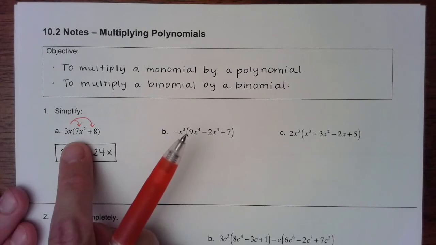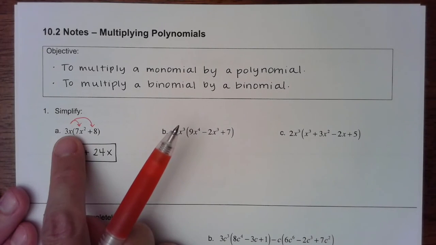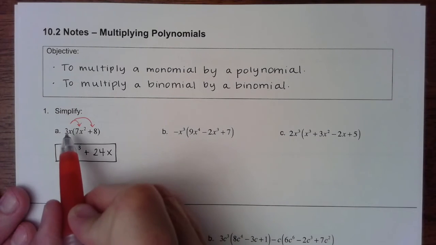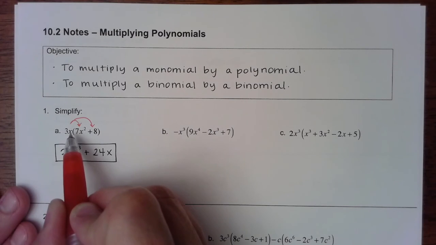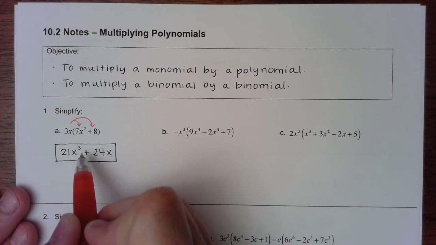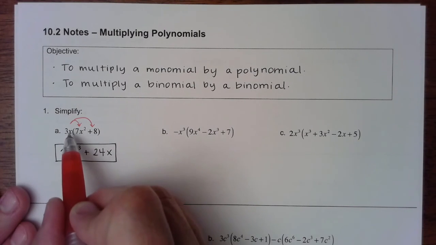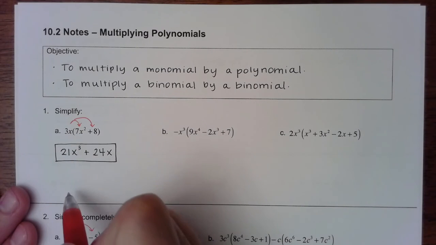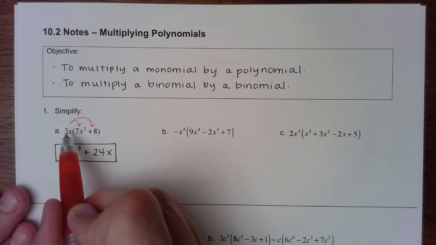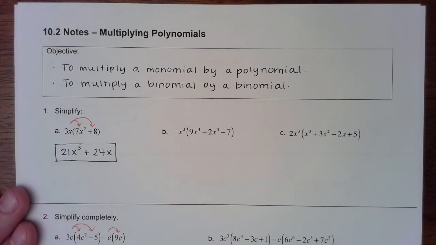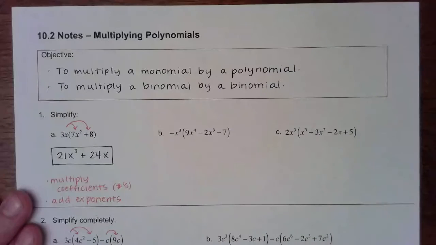So looking at one right here, when you do the distributive property, the rule is you multiply the numbers or the coefficients. So you do 3 times 7 gives you 21, and then x times x to the second, the rule is that you add the exponents. So x times x to the second is going to give me x to the third. When I do the second part, 3 times 8 gives me 24, and then x times no x's gives me x. So again, you're multiplying the coefficients, but then you're adding the exponents.